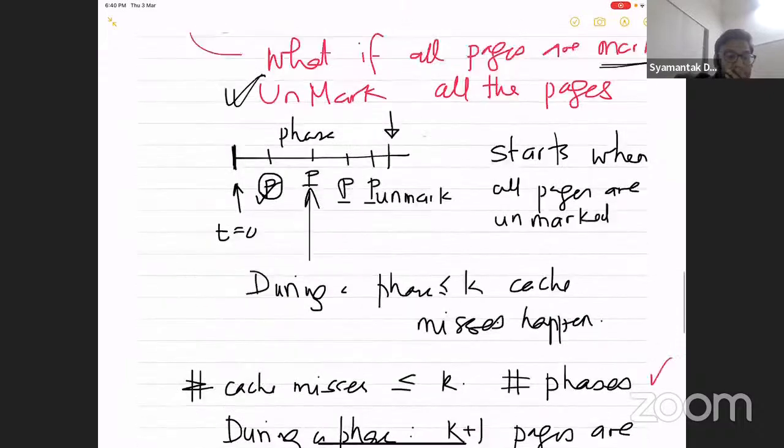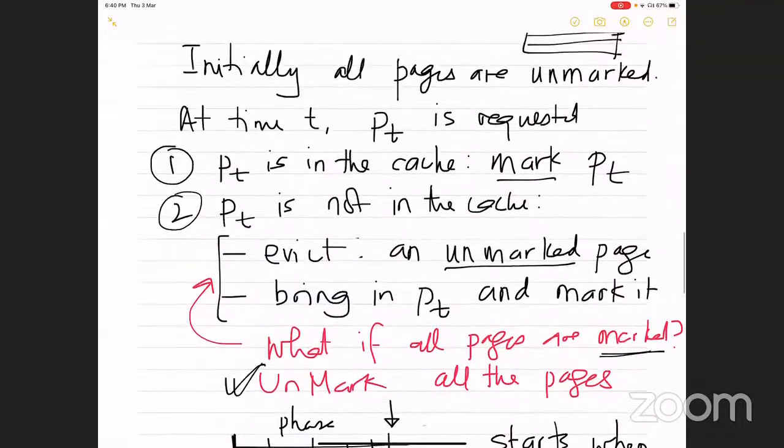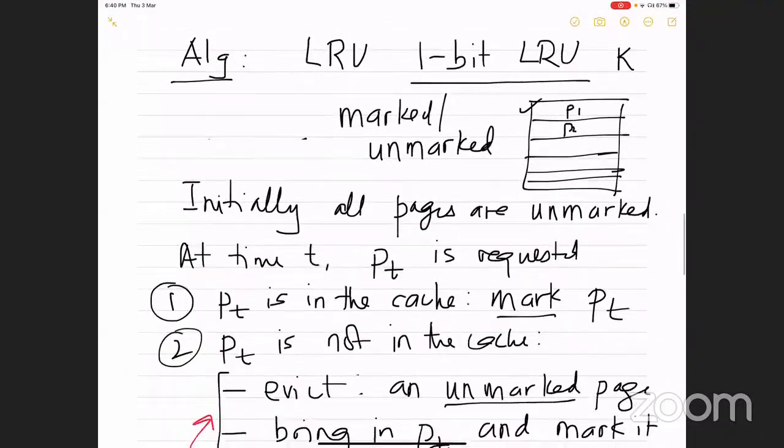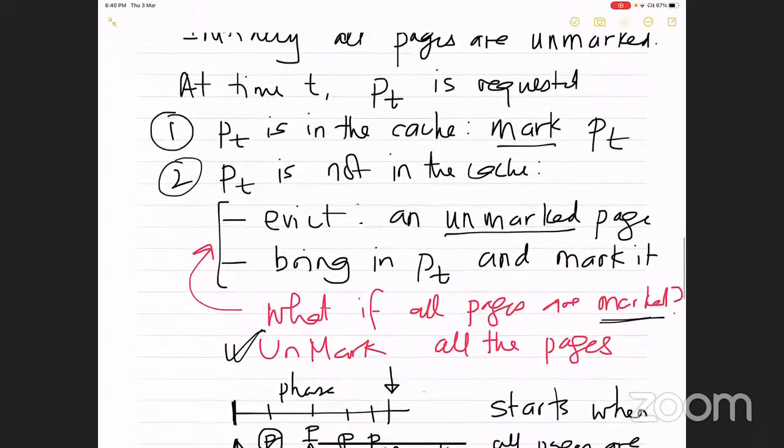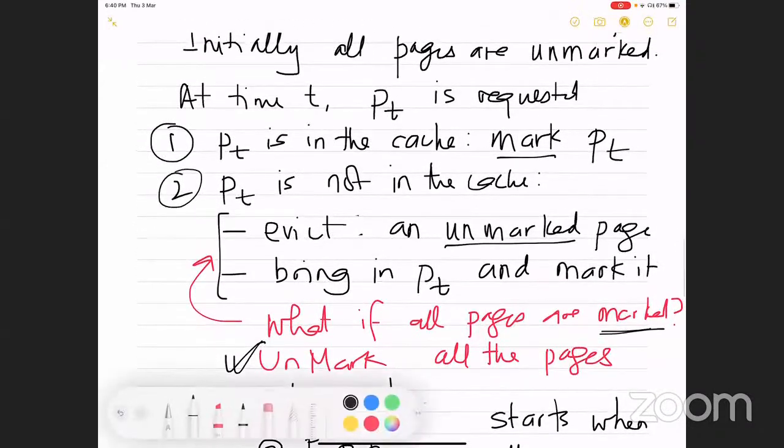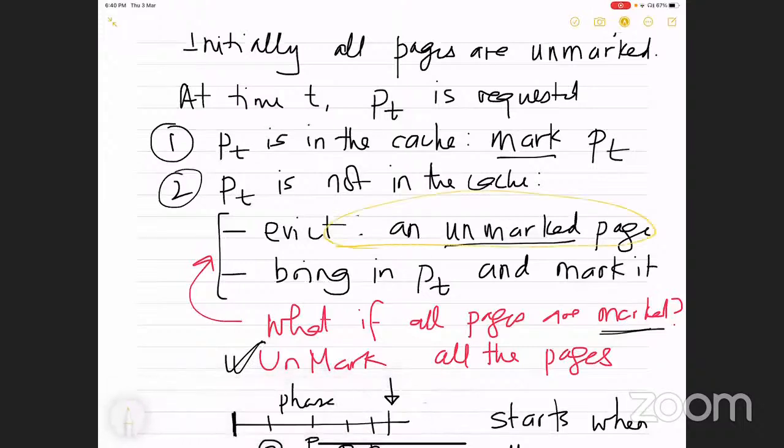Good. So what is the algorithm? The algorithm is essentially the same 1-bit LRU algorithm. But all I will change is that when you're trying to evict, in this step, I said evict any unmarked page. It didn't matter if there were several choices, it didn't matter which page you were evicting. The only change I'll make is that you evict a randomly chosen unmarked page.